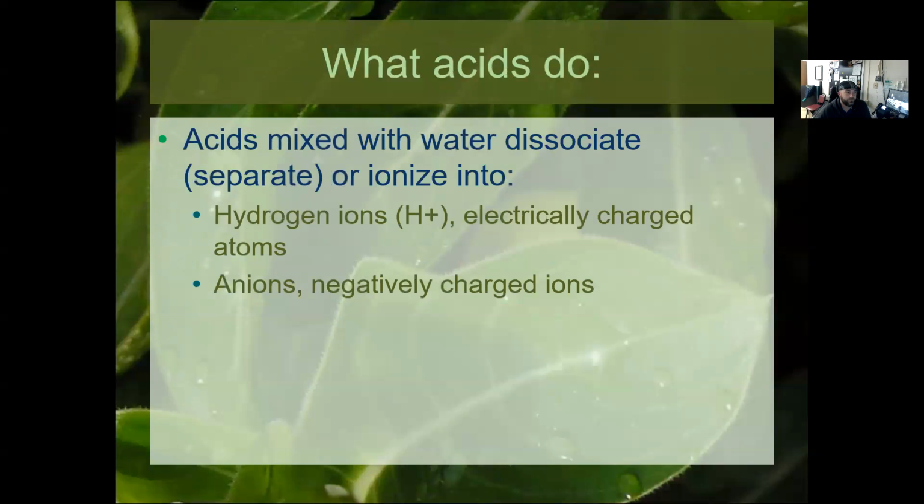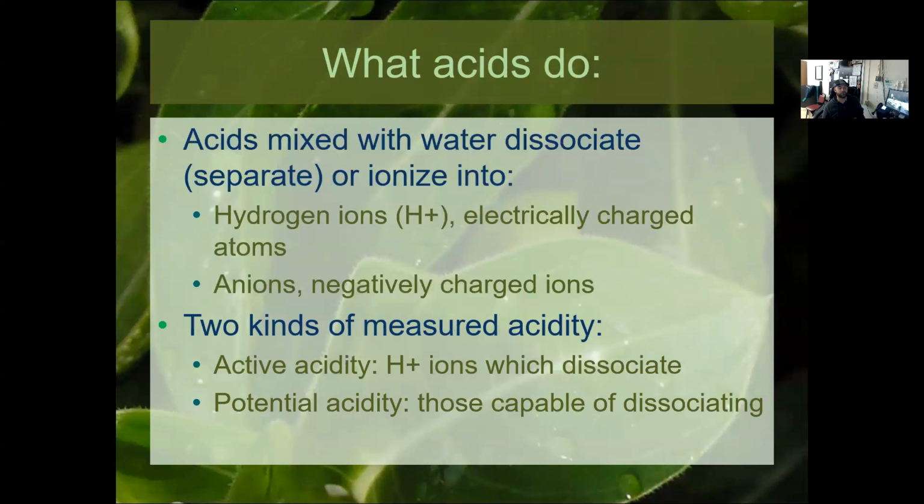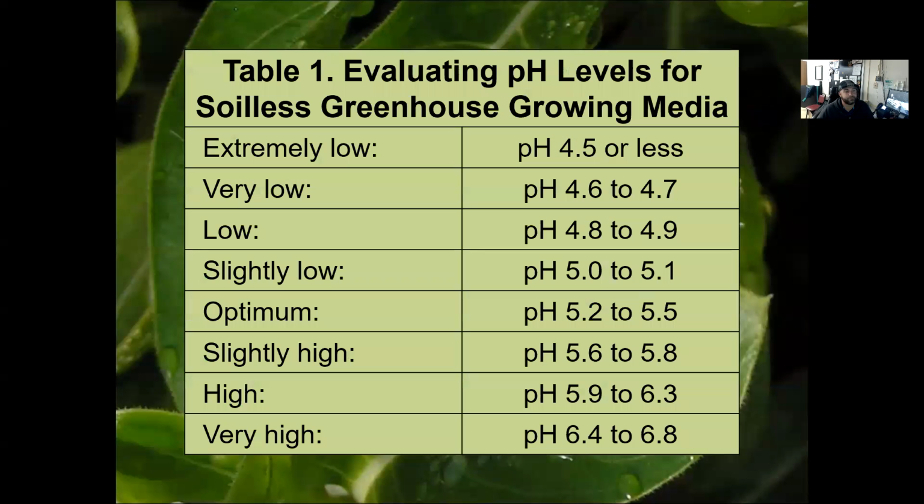So what do acids do? Acids mixed with water dissociate or ionize into either hydrogen ions, which are electrically charged atoms, or anions, which are negatively charged ions. There are two kinds of measured acidity. That would be active acidity, where there are hydrogen ions which dissociate, and then potential acidity, which are those that are capable of dissociating.